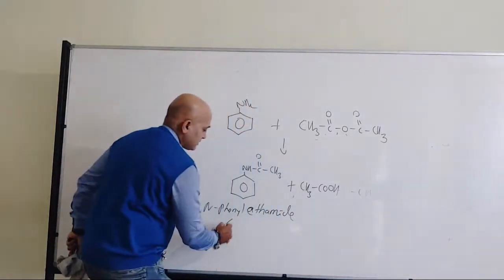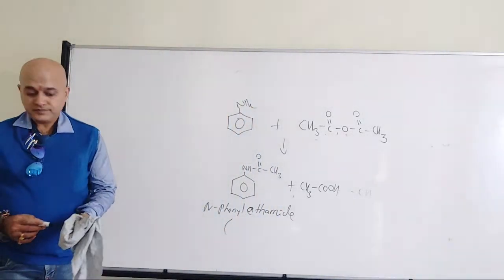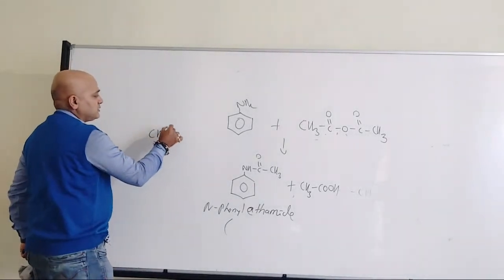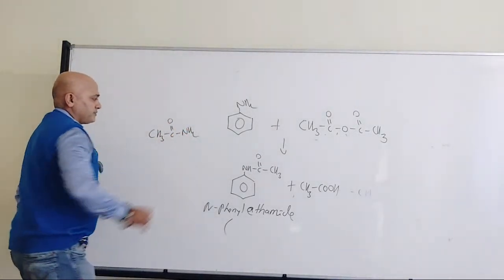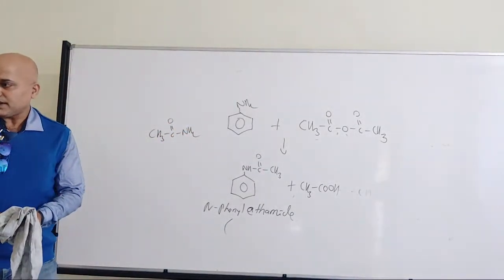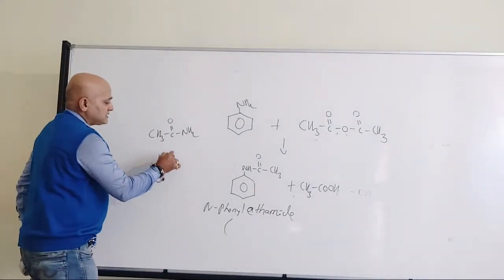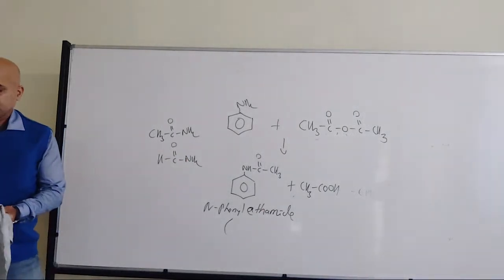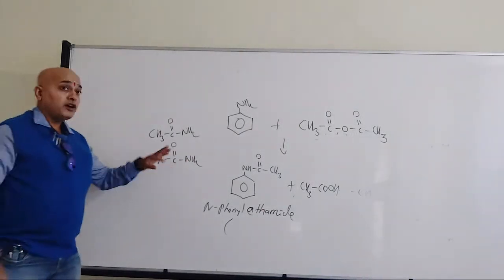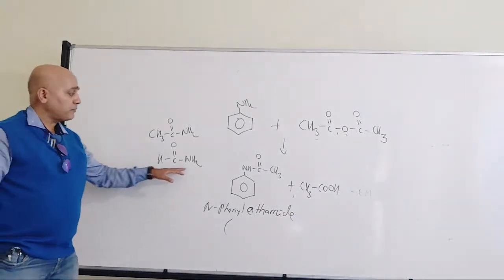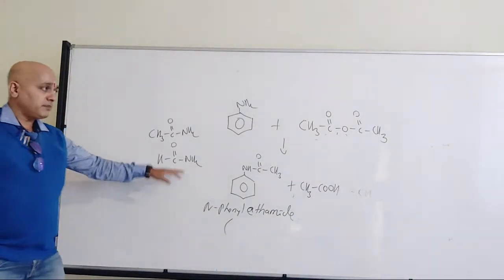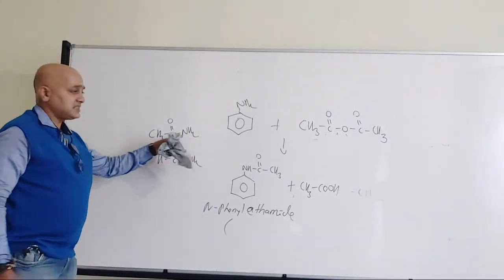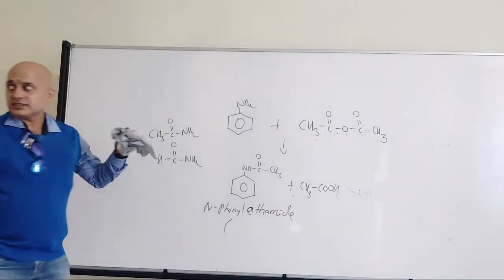It could be methanamide also. Methanamide is where we have HCONH2, while CH3CONH2 is acetamide. This is methanamide, which can be called formamide or methanamide, anything is fine. So this is acetamide. All of you have understood?